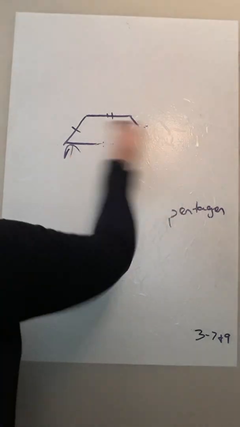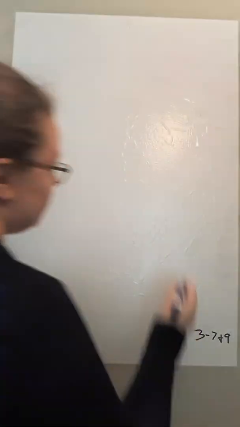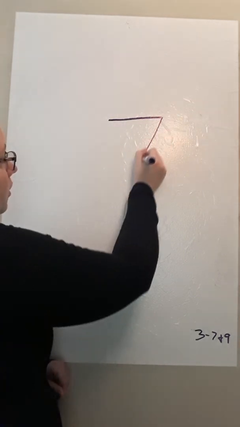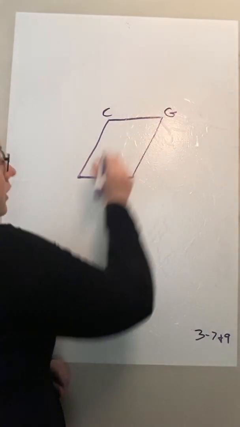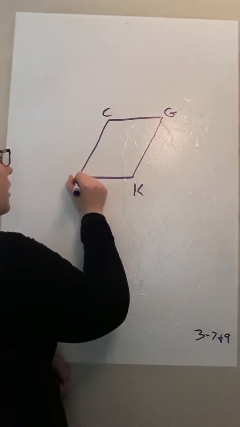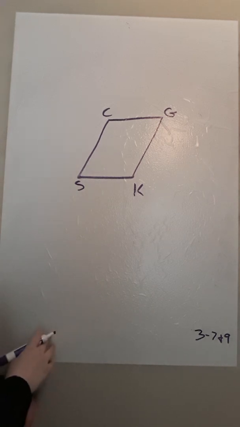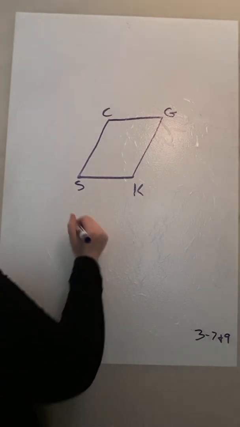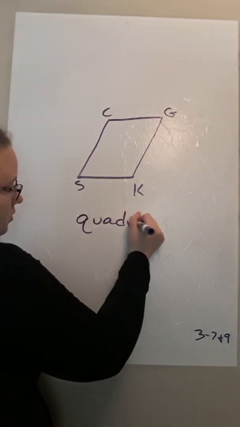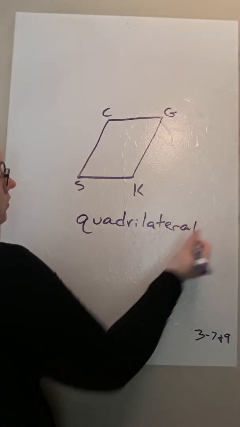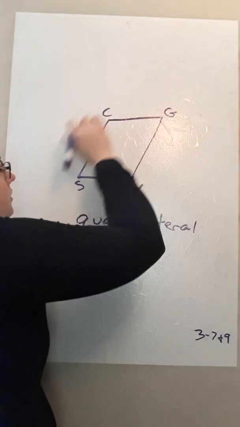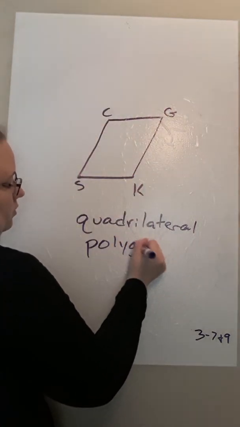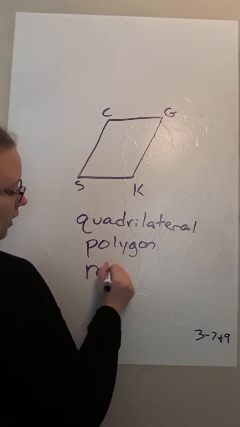6. Moving right along. Number 6, classify C, G, K, S in as many ways as possible. All right, here we go. Well, first thing we know about C, G, K, and S is that it has 4 sides, and so it's a quadrilateral. All my sides are connected by a corner, a vertex, if you will. So all sides, it's enclosed, and so it is a polygon. It is also a regular polygon.